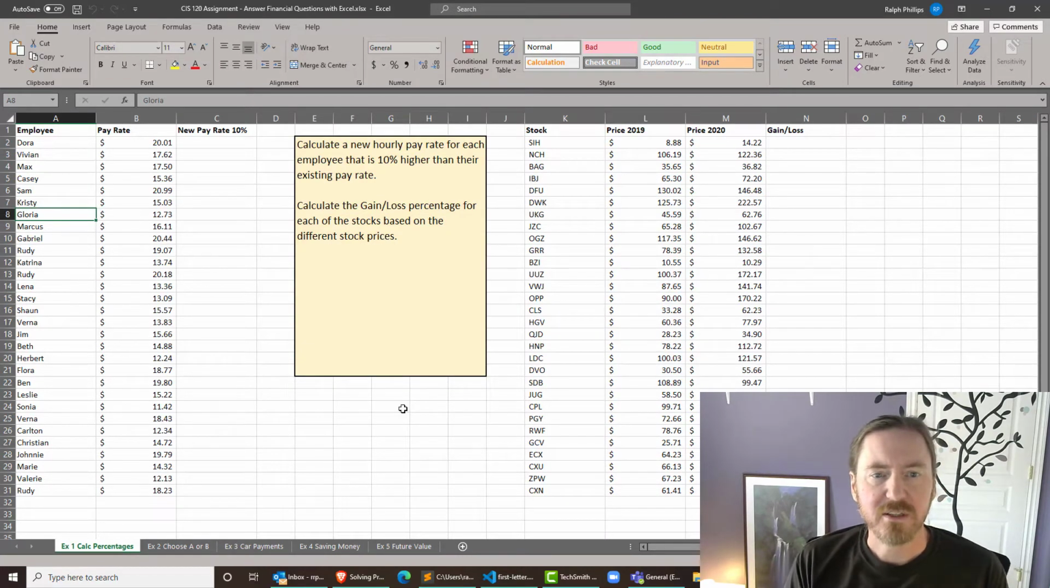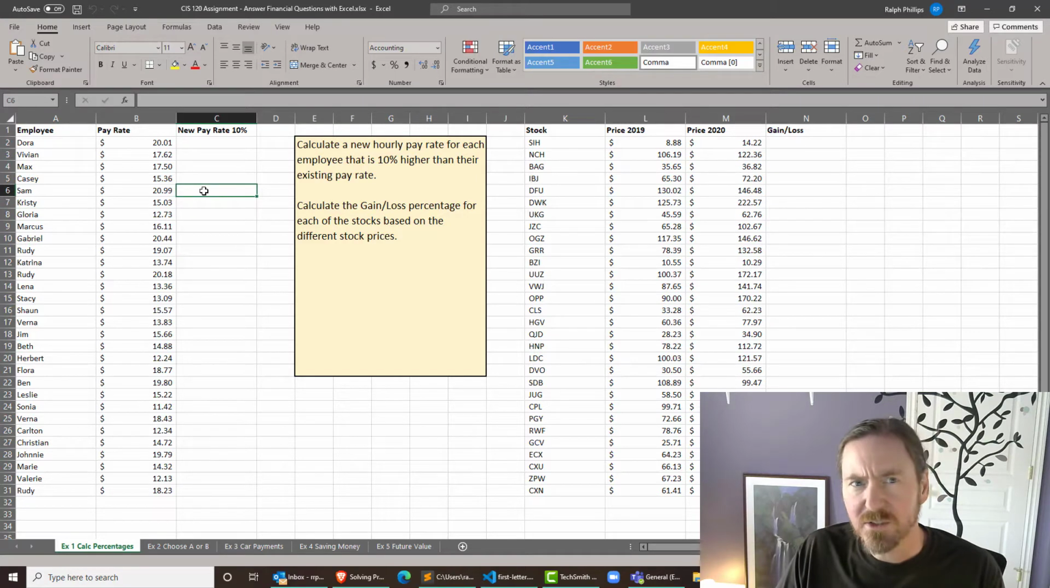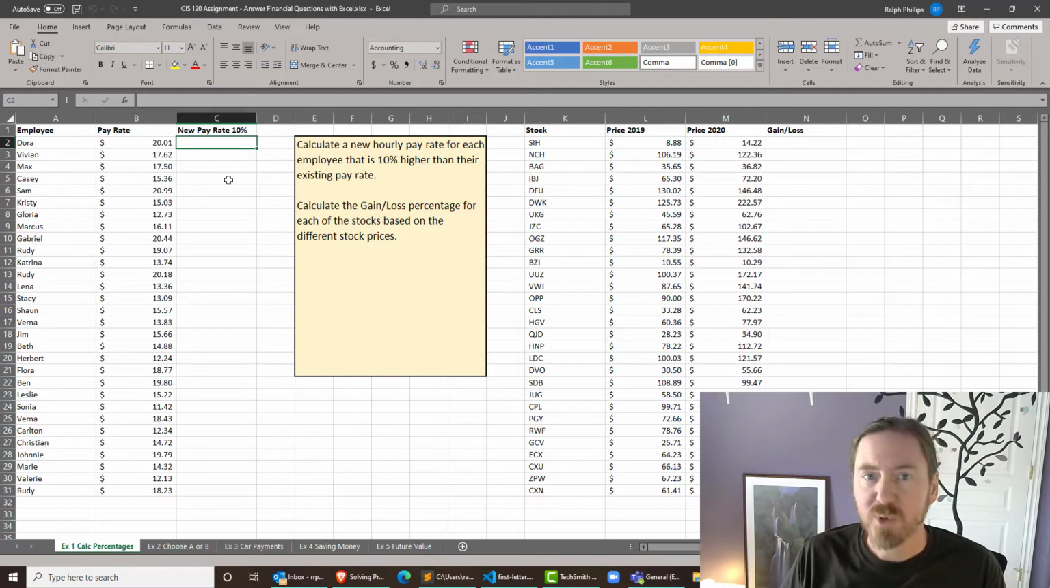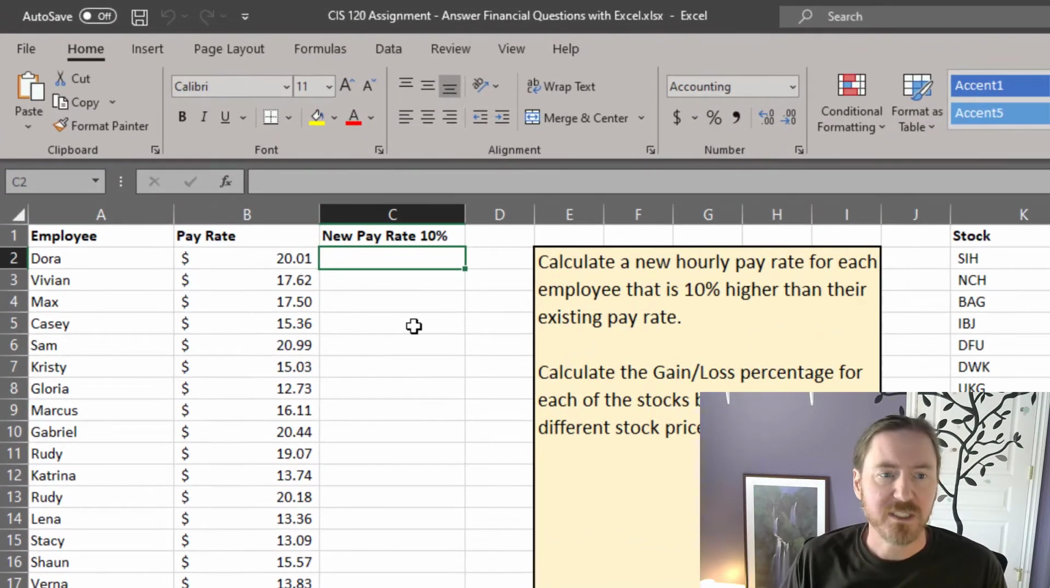Now, the first one here is calculate a new hourly pay rate for each employee that is 10% higher than their existing pay rate. So this is going to just use some basic formulas to calculate the result. And if we do all of these properly, we shouldn't have to keep repeating ourselves. So we'll write it properly for the first person and then just autofill it down for the others.